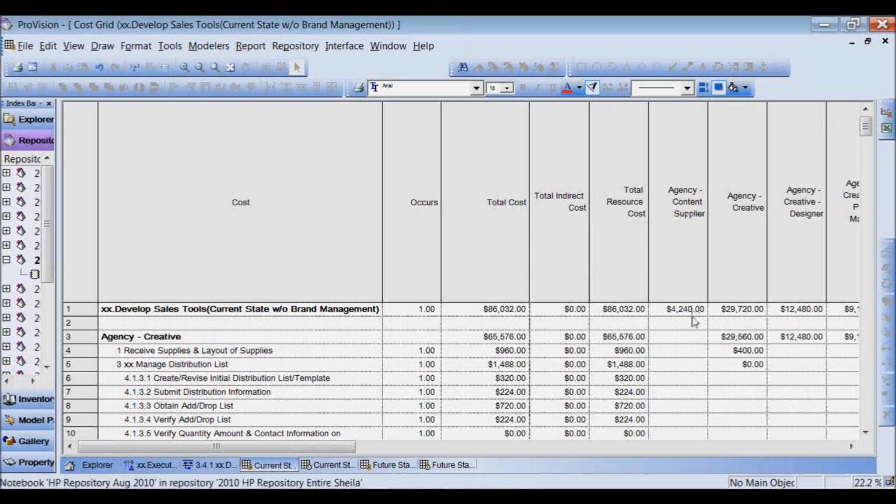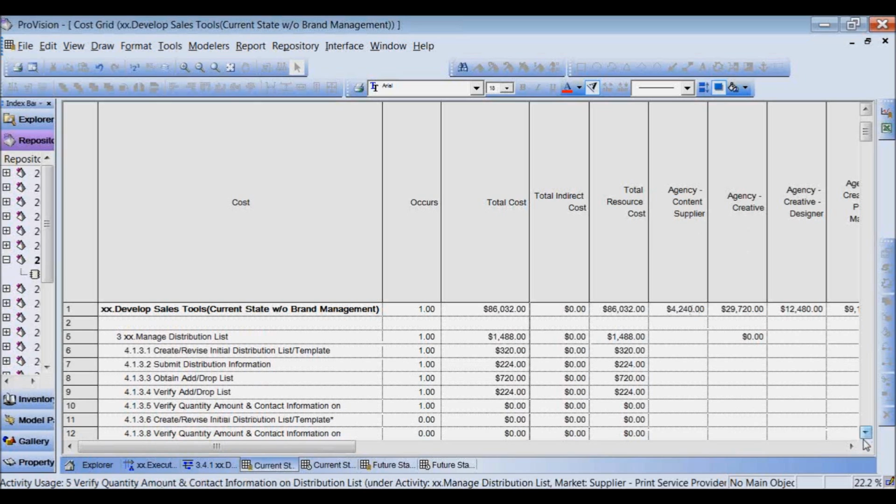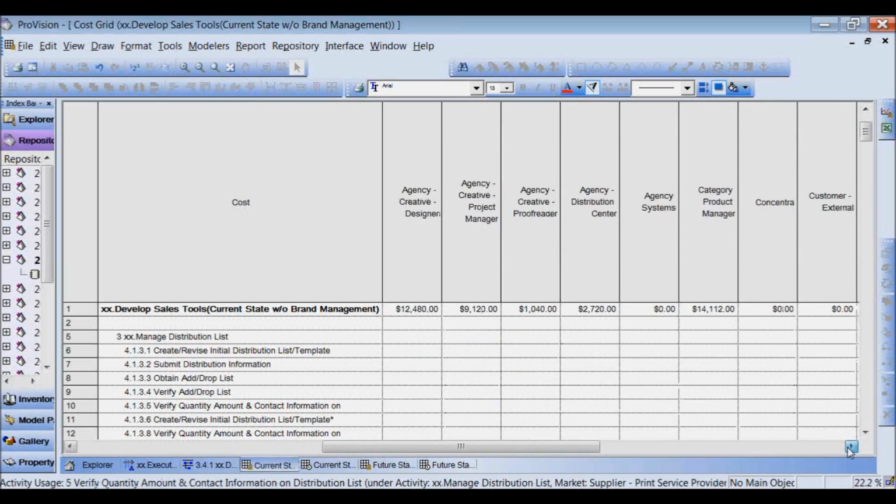The agency would take a total of $4,000. The content supplier, creative agency, was about $29K. And what's really cool about this is you can see, if you just wanted to remove a couple activities, say you didn't want to move the whole entire process, but just a couple activities in the process, this in particular one is managing the distribution list, you can actually just see what it would be like if that particular resource didn't handle those activities.